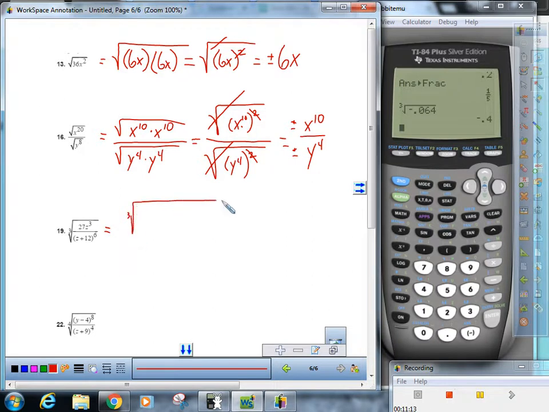It's not 9. It's 3. Okay? Alright, now, on the bottom, we need to take that 6 and make it into a cubed.